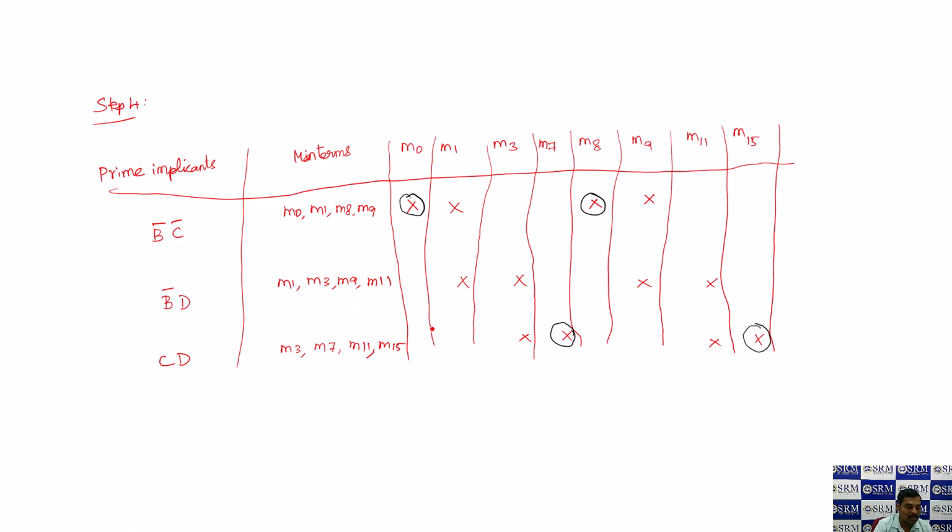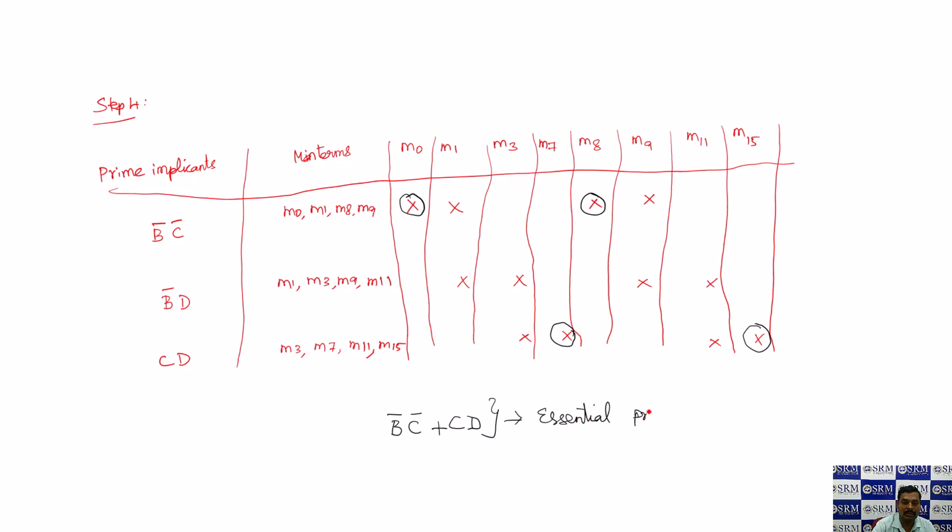Now you can focus on the prime implicants. Whatever values are here, these things were marked, right? The corresponding prime implicants are B bar C bar, plus the other thing that was marked, CD. Wherever you are marking, just look at the prime implicants. So this is your essential prime implicants.